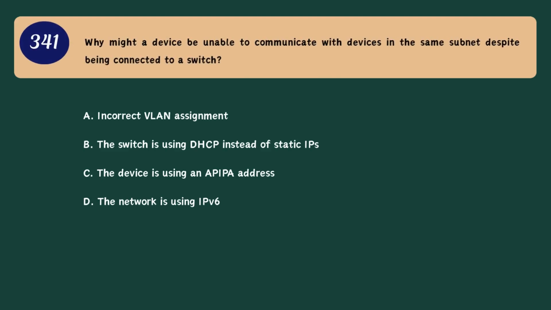Question 341. Why might a device be unable to communicate with devices in the same subnet despite being connected to a switch? A. Incorrect VLAN assignment. B. The switch is using DHCP instead of static IPs. C. The device is using an APIPA address. D. The network is using IPv6.